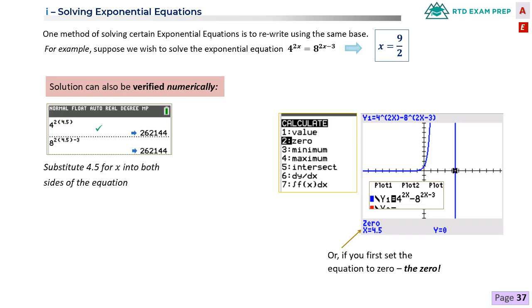Finally, we could verify this numerically by simply typing in the left and right expressions using 4.5 or 9/2 in place of x. We should see that both expressions output the same value and can conclude that 4.5 or 9/2 is therefore the solution.